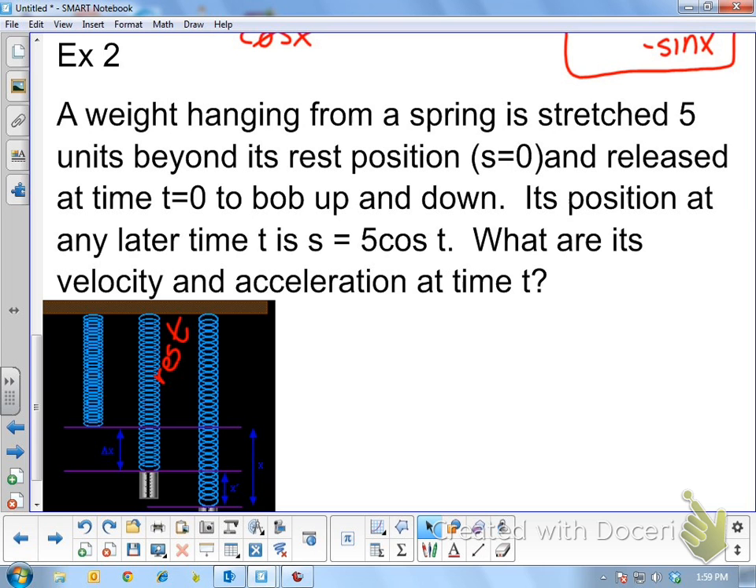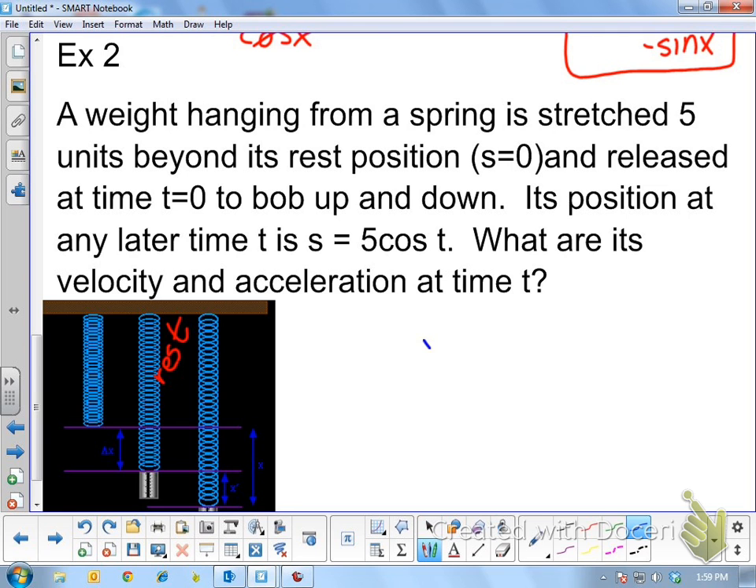Eventually we're going to figure out how to actually find the formula. There is a formula that we can use with springs, and they gave us a position formula. Position is 5 cosine t. If I have position and I want to find velocity and acceleration, what should I do? Take the derivative. I know these ones look hard because they're word problems, but it's just asking us to find velocity and acceleration.